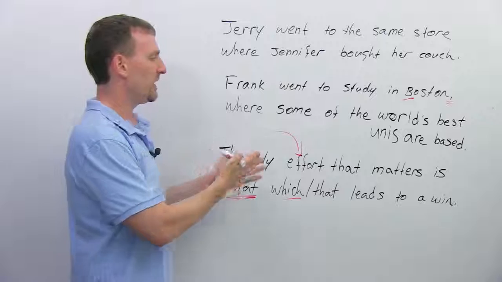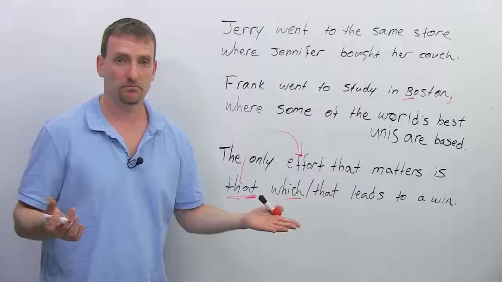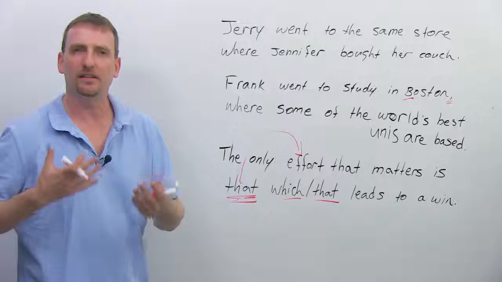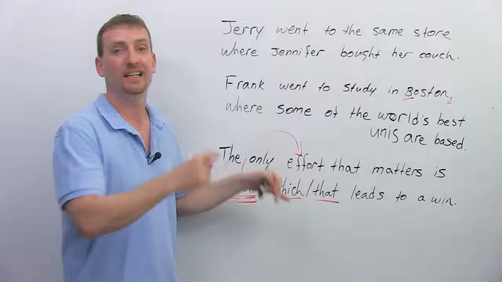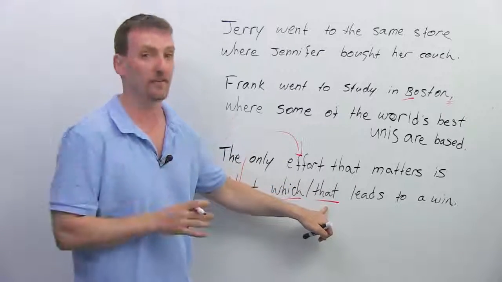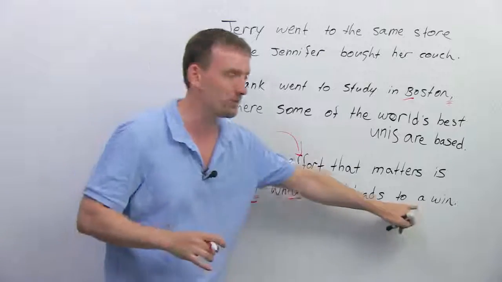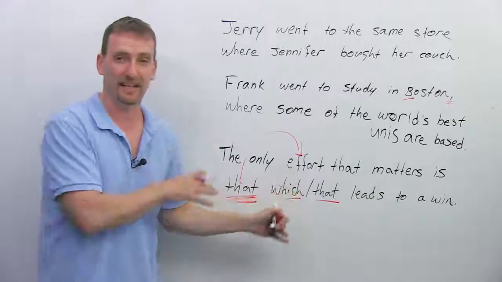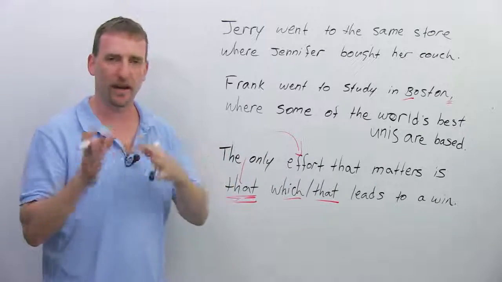So I could say the only effort that matters is that leads to a win. Not wrong. It's totally okay. You can say that, but having that can be a little bit confusing, can sound a little bit off, which is why I prefer to use which in this case. Otherwise, I would go with that for the identifying clause, okay? I'm talking about the effort, the specific effort that leads to a win, okay? But again, I don't want to have that. So I'm going to use which in this case. Otherwise, not. We're going to look at a few more examples to have a better idea of when to use what.